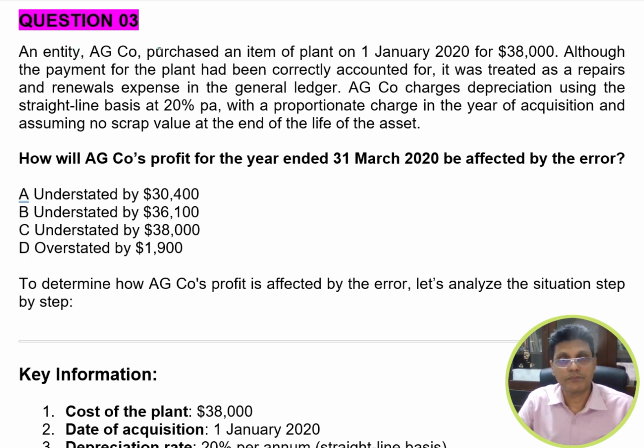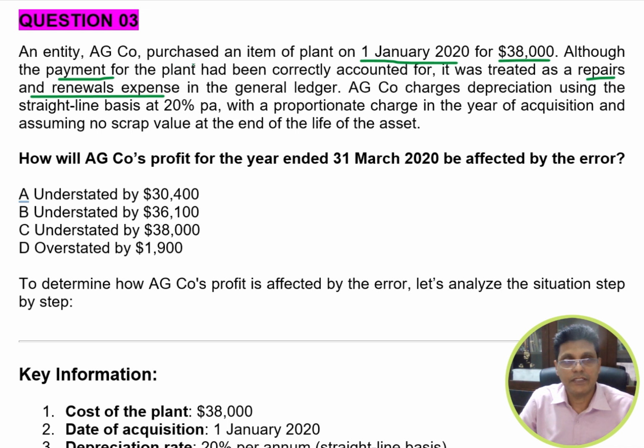Okay, now let's move on to this particular question. An entity AG company purchased an item of plant on 1st January 2020 for $38,000. Although the payment for the plant had been correctly accounted for, it was treated as a repairs and renewal expense.